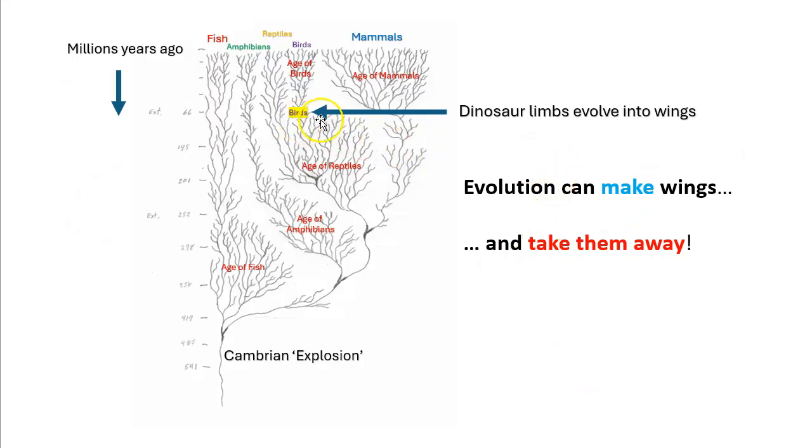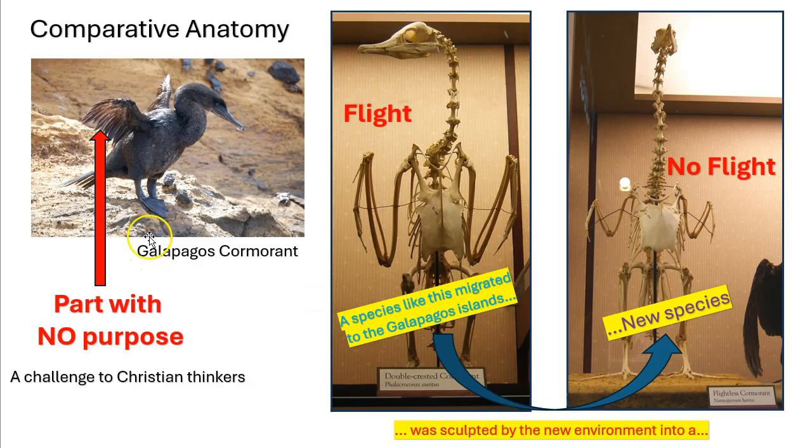Now let's consider another example. Here we have the evolution of birds on the dinosaur branch of the tree of life here. So dinosaur limbs were evolving into wings. Well, just as we saw with legs, so too with wings. Evolution can make wings and take them away. Consider the Galapagos cormorant. So this species of cormorant is found only on the Galapagos Islands. They have wings, but they can't fly.